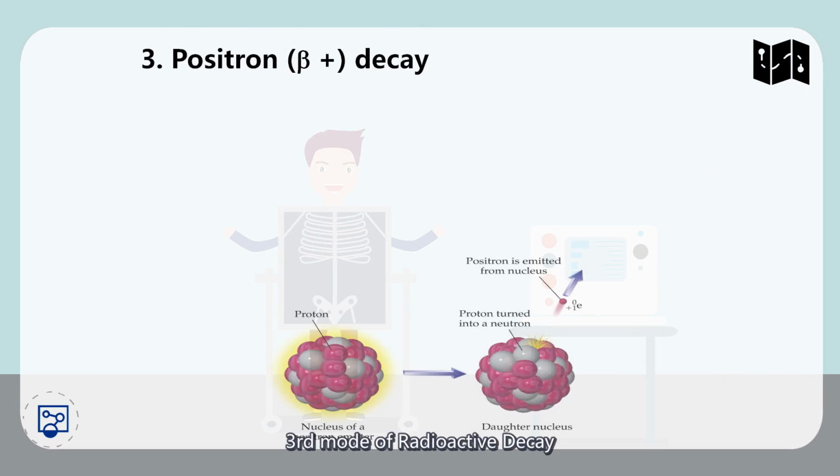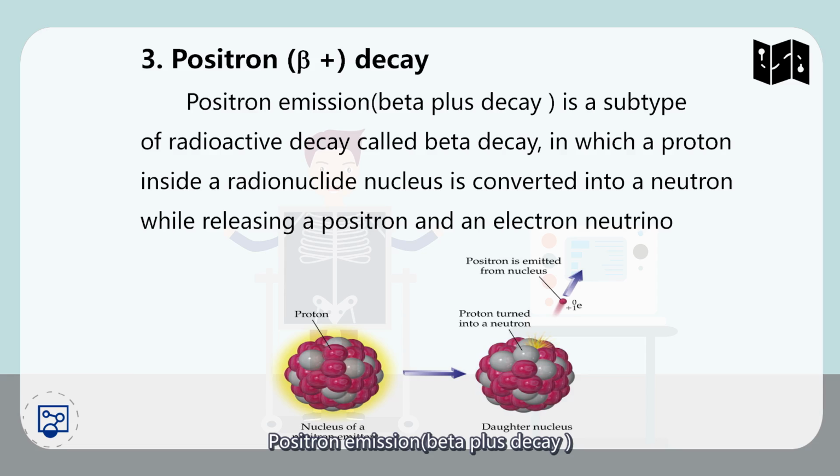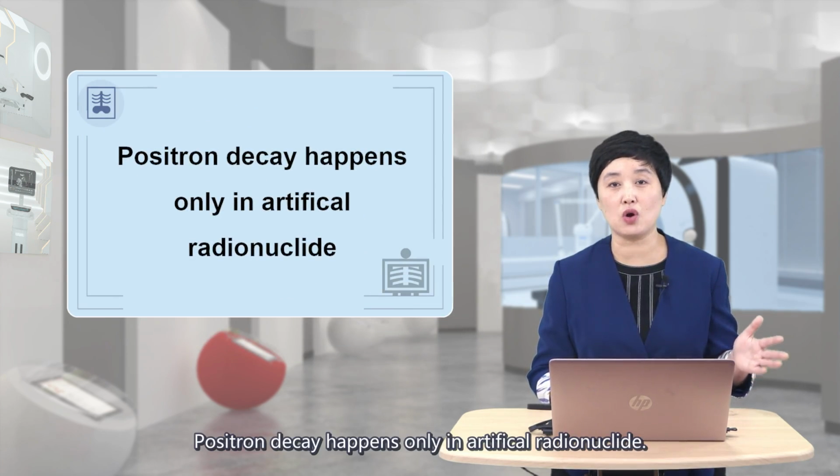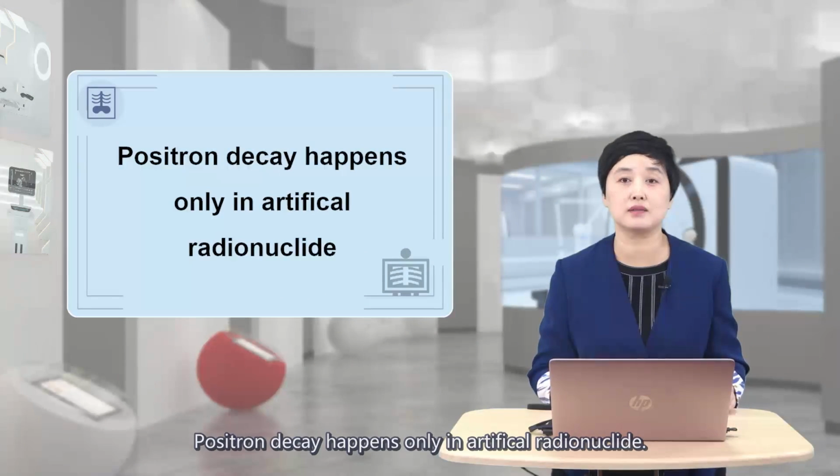The third mode of radioactive decay is positron decay. Positron emission is a subtype of radioactive decay called beta decay, in which a proton inside a radionuclide is converted into a neutron, while releasing a positron and an electron neutrino. In positron decay, a positively charged beta particle is ejected from the nucleus. Positron decay happens only in artificial nuclei.